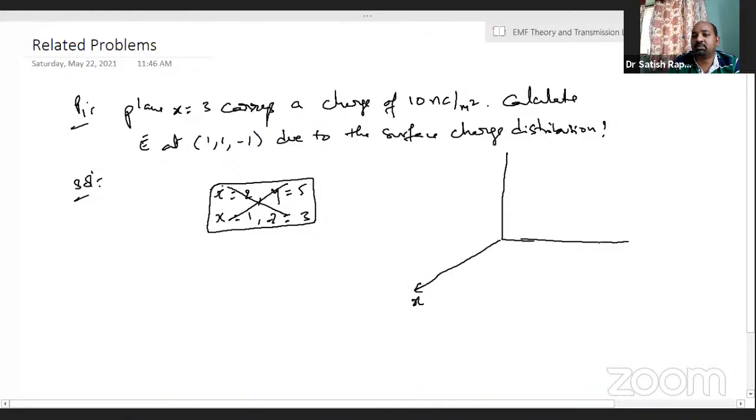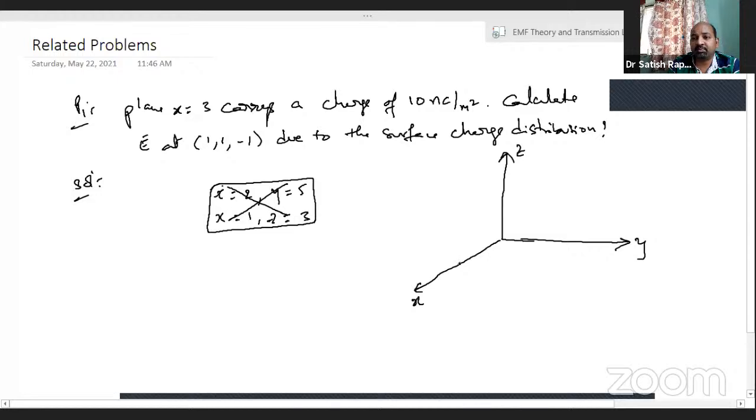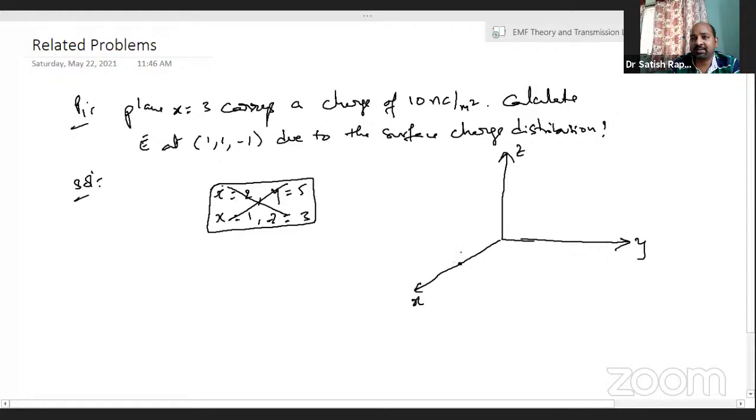This is x and this is y. This is z. So a plane, in the sense of a surface, right? A plane x equal to 3. X equal to 3 in the sense the plane is located at x equal to 3, right? So x equal to 3 in the sense the plane is perpendicular to x, right?